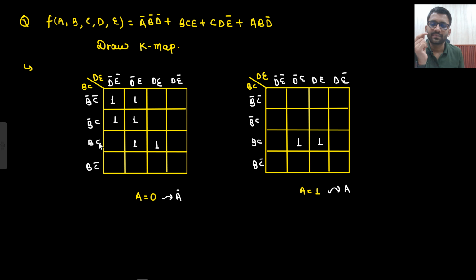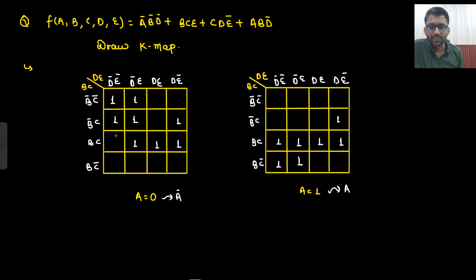C D E bar: C is there in this one, and D E bar, this is your D E bar, this is your D E bar, and this is your C. So similarly here as well, D E bar, and here there is C, right? A B D bar: A means only here, and B D bar, this is your B and this is your D bar. So B D bar, right? So this is the way I can proceed.